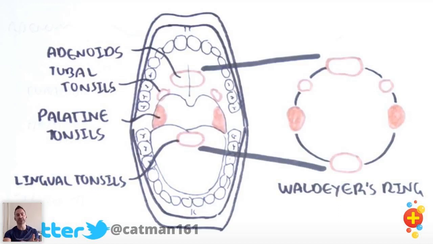And these are all actually collectively known as Waldeyer's ring. So the palatine tonsils are primarily the main structure that shows signs of infection, and indeed what we tend to inspect most when we're doing a throat examination.